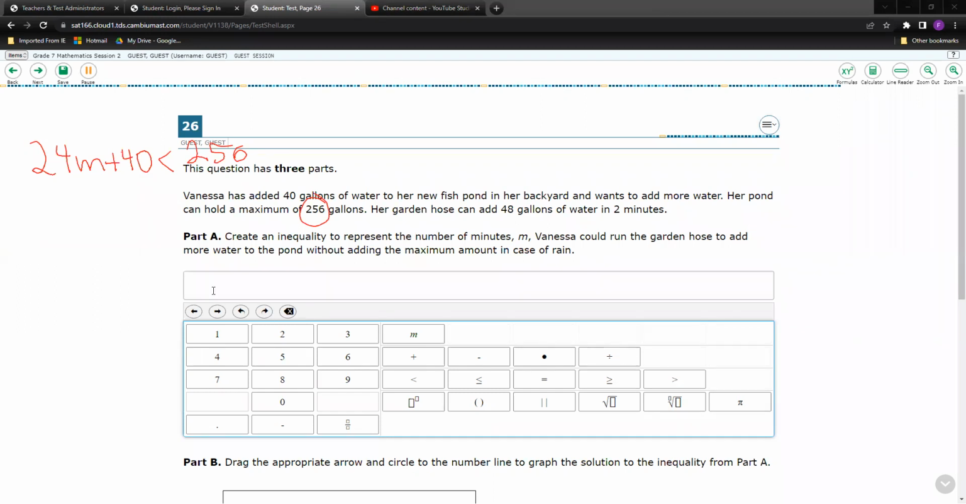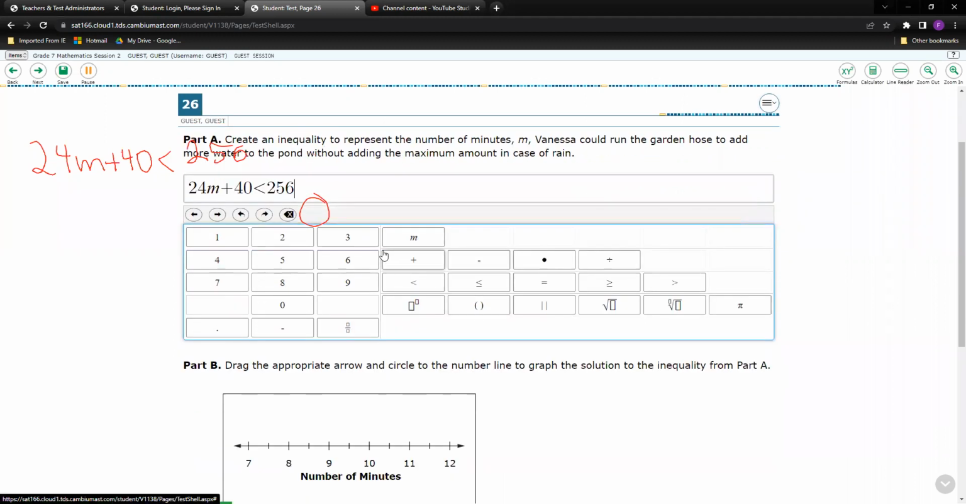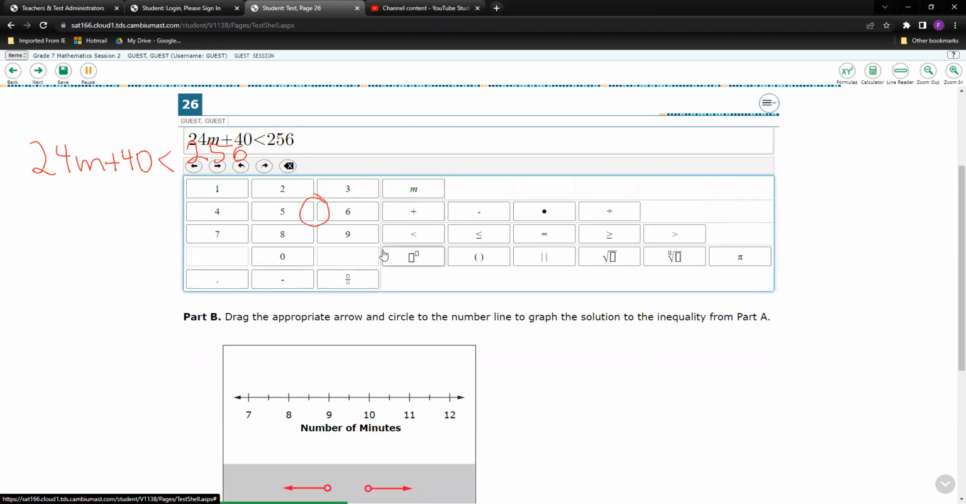Probably part 2 is finding what M is, how many minutes. So I can tell you that's what's gonna be. So 24M plus 40 has to be less than the complete 100% capacity of 256. Done with part 1. We're gonna need that to come down with us.